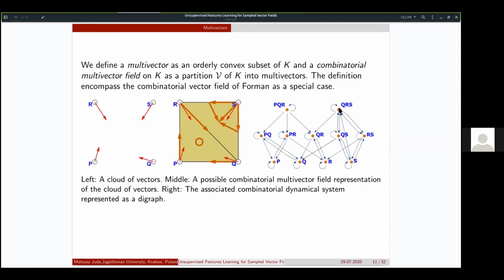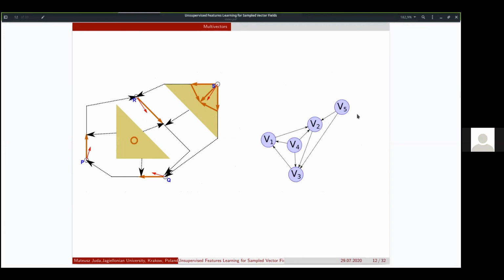And formally, what we are doing here is dividing the cells of the simplicial complex into smaller sets called multivectors. And the only assumption is that the multivectors have to be convex in terms of the partially ordered set. So that will be our building block of the whole theory. So let me show you one more thing, how we can interpret that kind of picture.